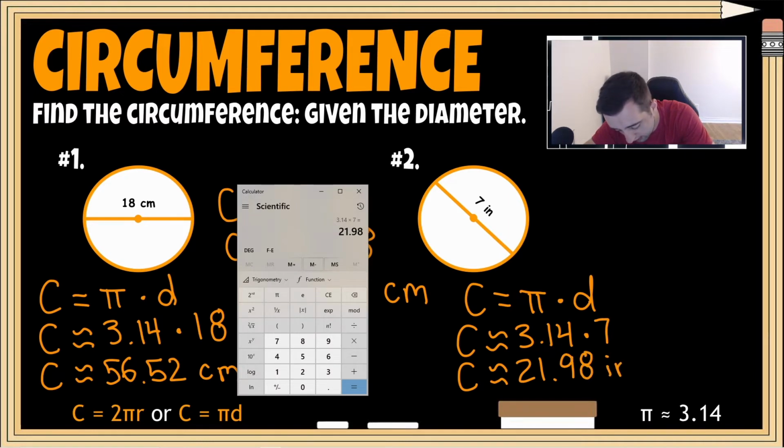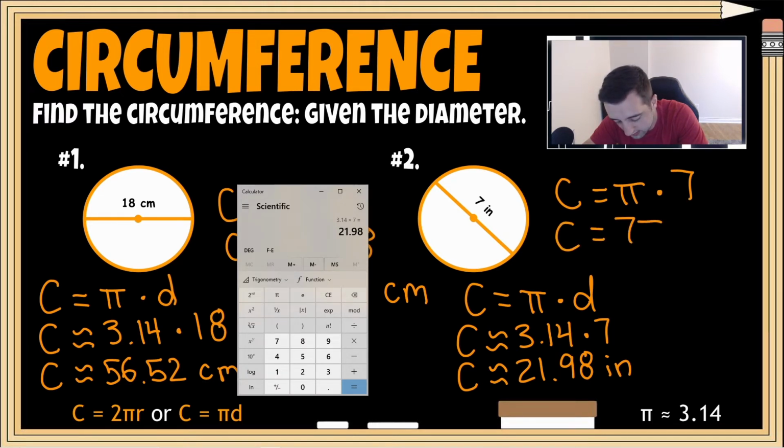Again, don't square it. And if we want our answer in terms of pi, let's backtrack once again. So let me make sure this doesn't go underneath the webcam here. Okay, we're good. So we have circumference equals, don't plug in a number for pi, times 7. Pi times 7 is the same thing as 7 pi. So C equals 7 pi inches. Okay, so those are the first two problems.